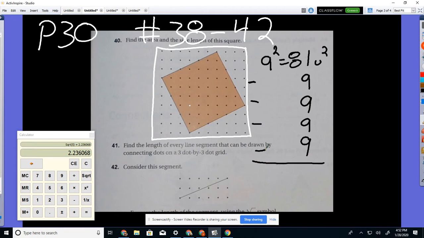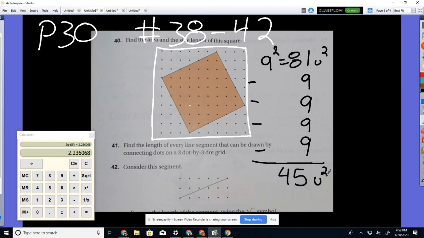All right? Now I'm going to simplify this by subtracting away 4 times 9. What's the best way to do that? No, I'll just do it one at a time. So 81 minus 9 is 72. Minus 9 again, 63. Minus 9 again, 54. Minus 9 again, 45. So that means the area of the square in the middle is 45 units squared.